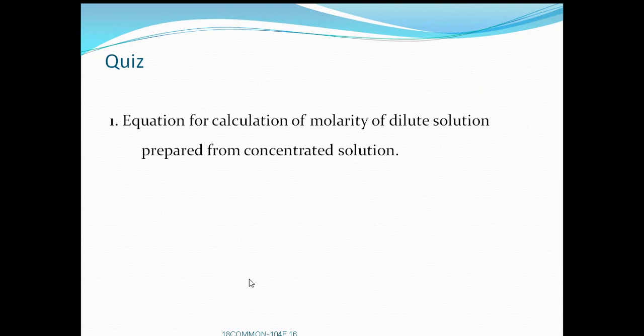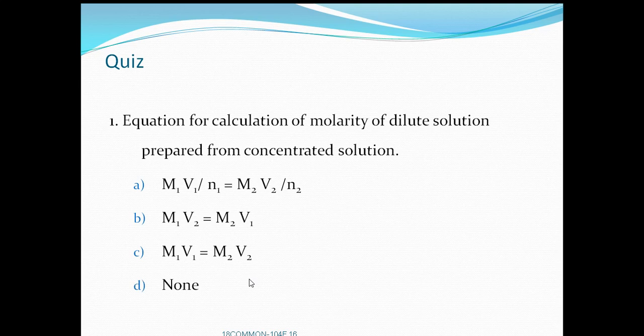Right. Next, some questions. I am giving some quiz questions based on molarity, the dilution law and volumetric analysis. So the first question: the equation for calculation of molarity of a dilute solution prepared from a concentrated solution. What is the formula? A: M1 V1 by N1 equal to M2 V2 by N2. Another option: M1 V1 equal to M2 V2.